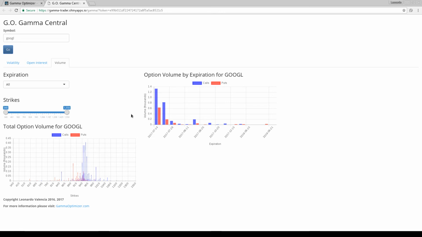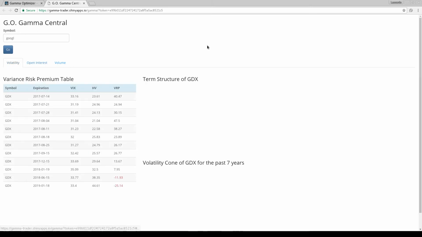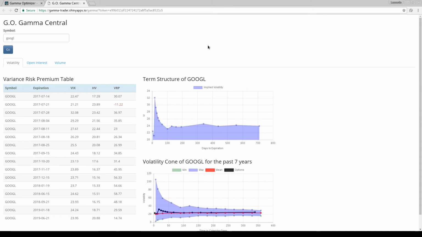So this is volume and open interest, and again, you can filter by different expirations. You can play with the strikes. You can do all those interesting things you want. But then let's look at this very cool volatility page. This is where the magic really happens. In the original video, I started with the variance risk premium. Let's start with the term structure first.